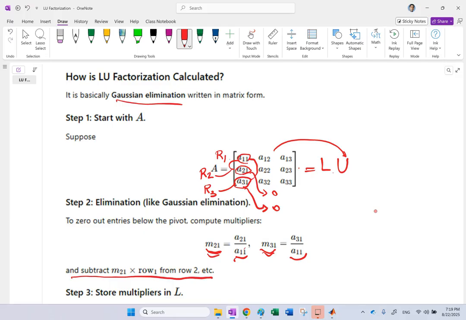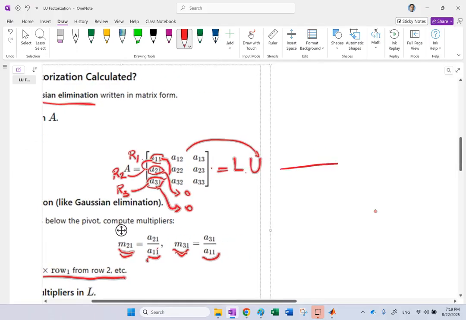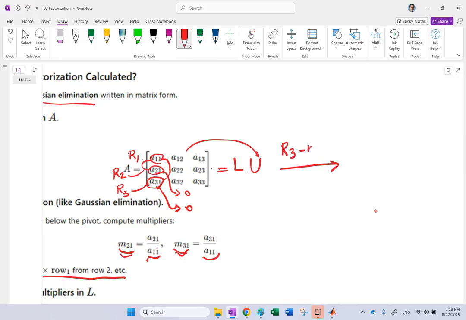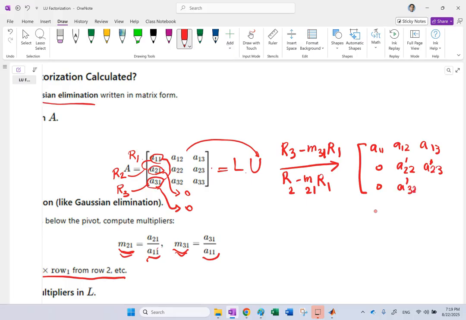Yes. So if I do that, my first row operation is going to be row 3 minus M31 times row 1, and then row 2 minus M21 times row 1. If I do that, it's going to be A11, A12, A13, 2 zeros, and then some new numbers. I can call them A prime 22 and 23 and A prime 32 and 33. Okay, they are not going to be the same number.